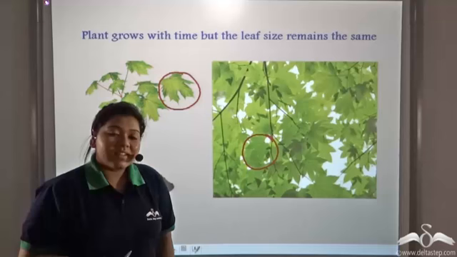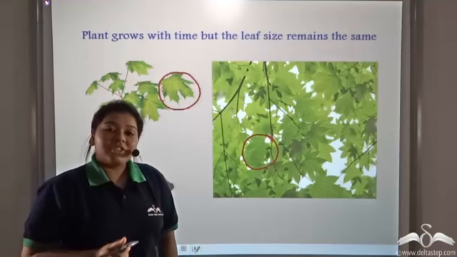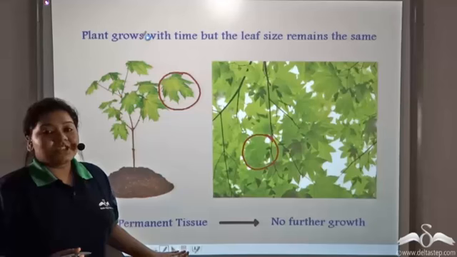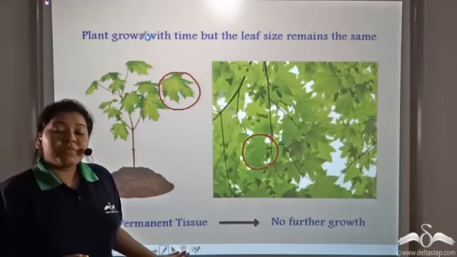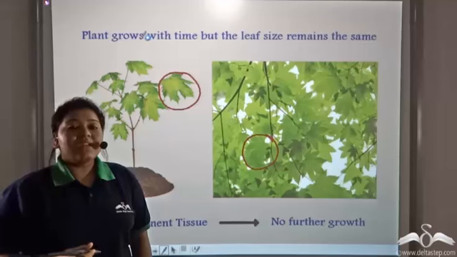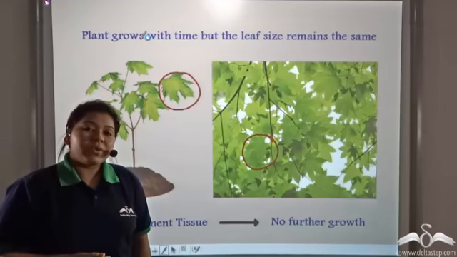Why is that? That is because matured leaves contain permanent tissues. Permanent tissues are tissues which have lost the ability to divide and grow any further.